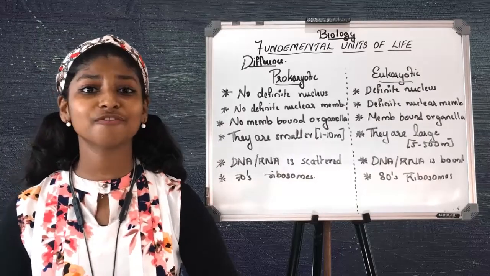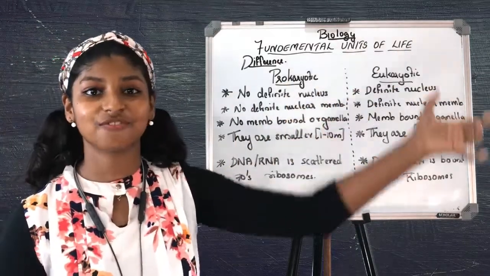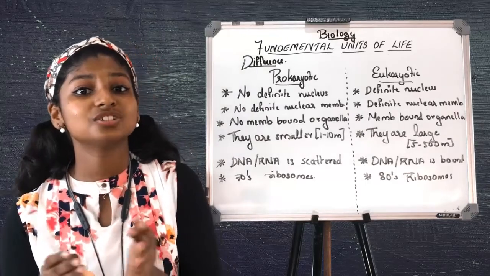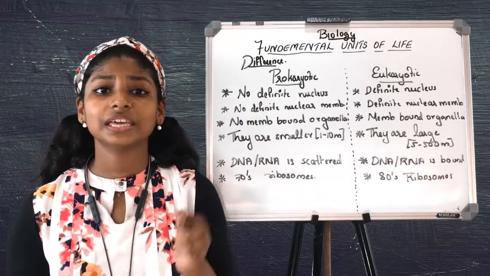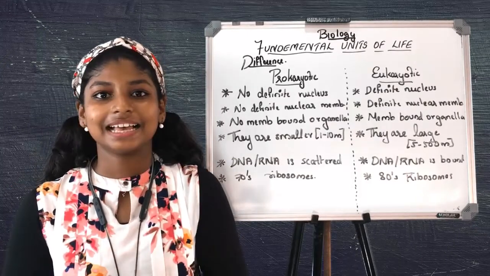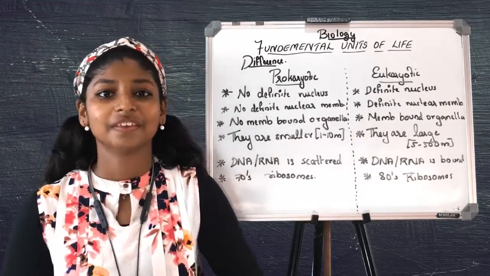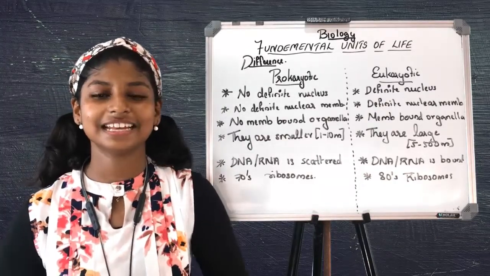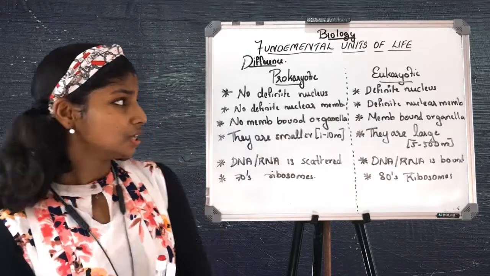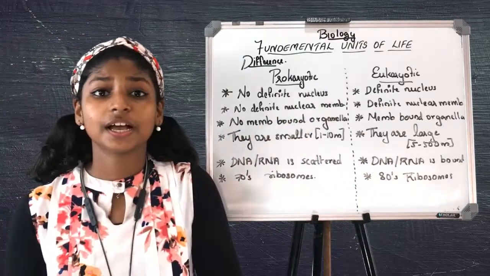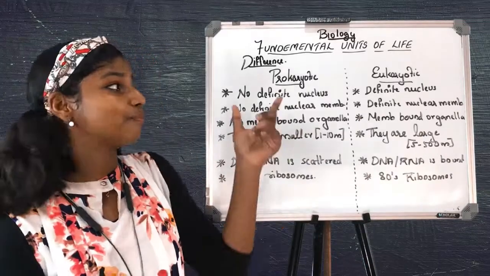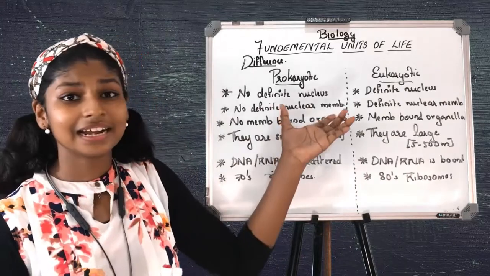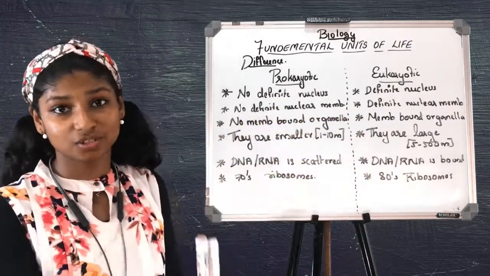Today I'm going to lead off the chapter Fundamental Units of Life. In the last class we stopped at the structure of cells. We studied what a cell is, the history of the cell, the classification of cells, and also the structure of the cell. Today we are going to look at the basic difference between prokaryotic cells and eukaryotic cells. These are included in the structure of cells.